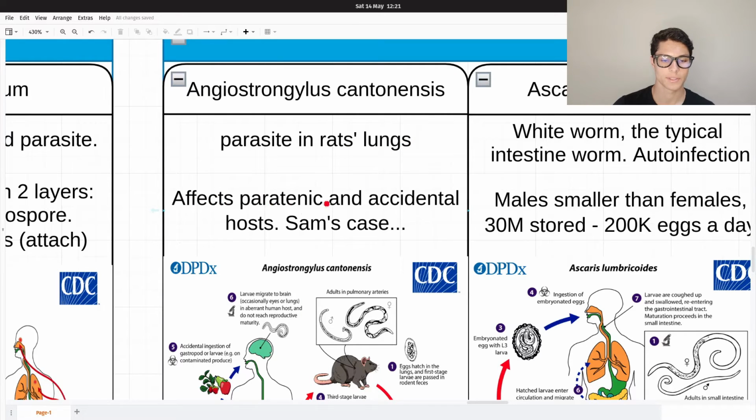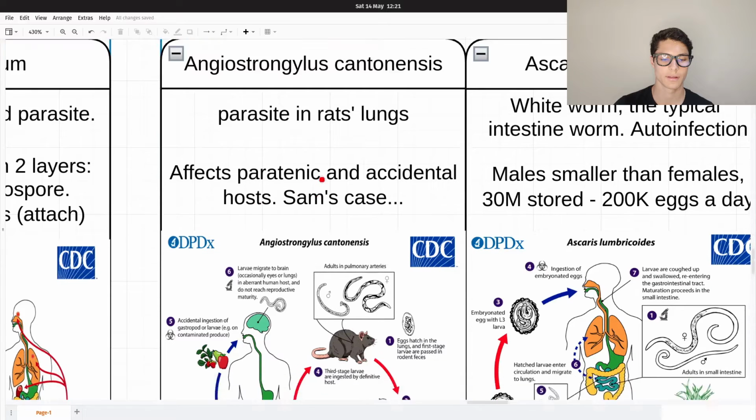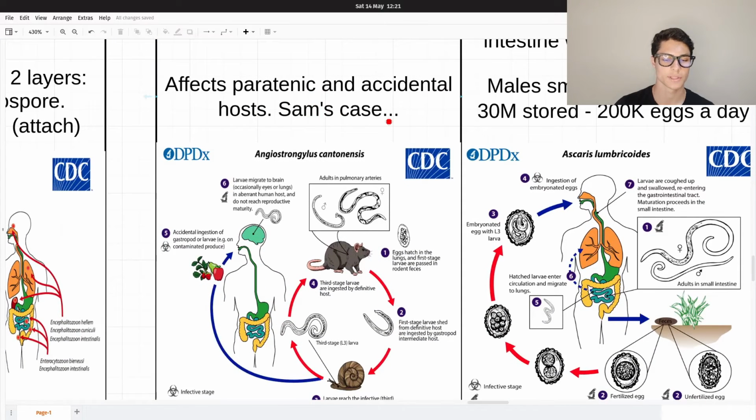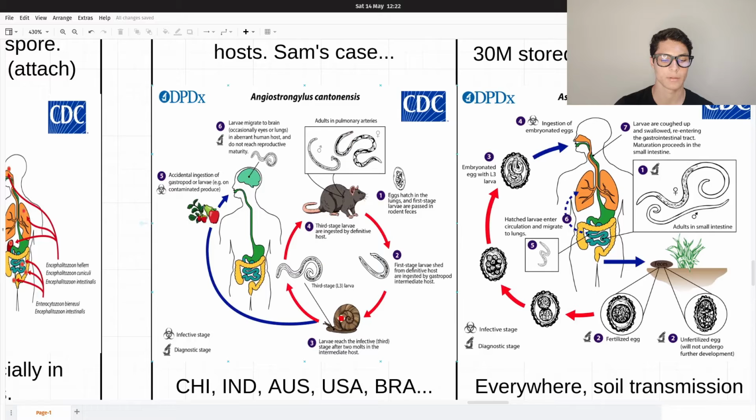They affect the paratenic and accidental hosts, and Sam's case. Sam's case is a case from a boy called Sam in Australia, if I don't remember wrong, and he basically ate a snail because it was a bet with his friends of the rugby team, and he got this parasite, and he got paralyzed, and unfortunately he didn't make it.